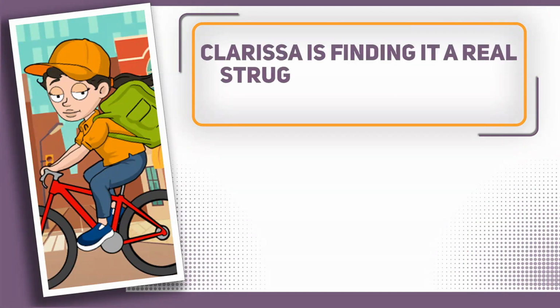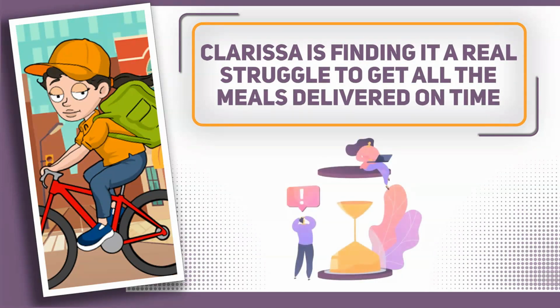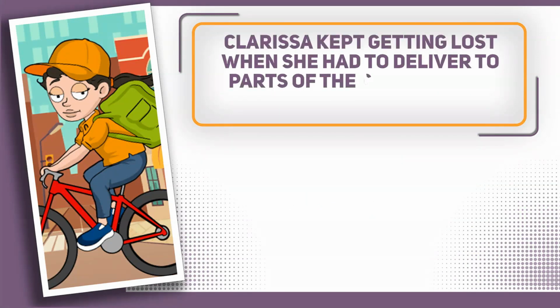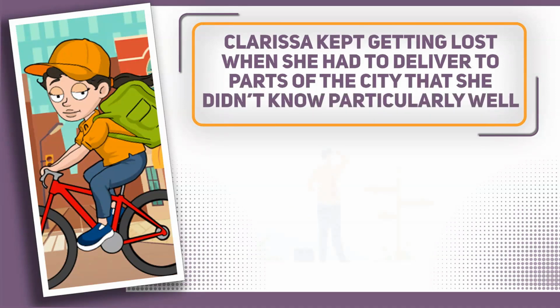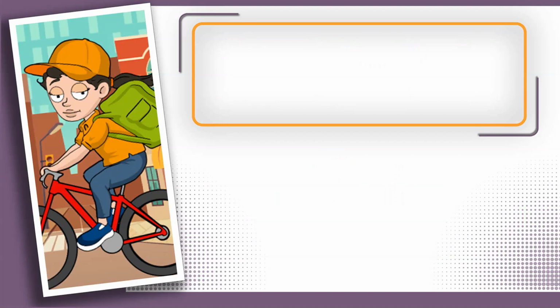Clarissa is finding it a real struggle to get all the meals delivered on time, and there are often complaints that the food was cold and that it took ages to arrive. Clarissa kept getting lost when she had to deliver to parts of the city that she didn't know particularly well. This was also an issue for the other riders.